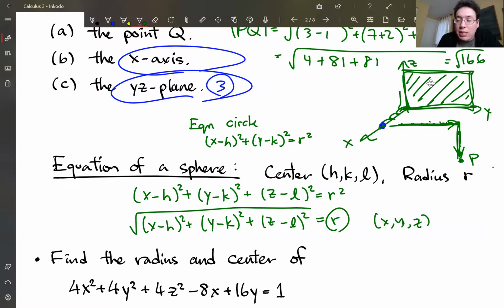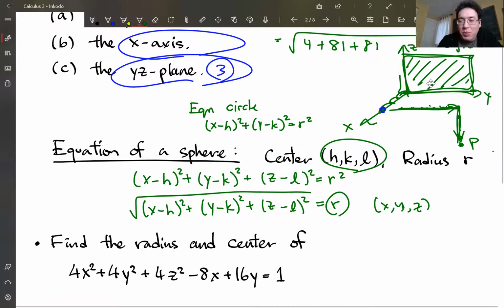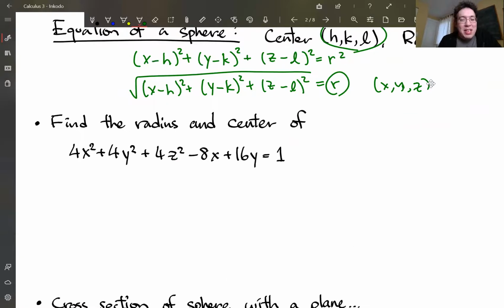That's exactly that distance away from that center HKL. So that's how you can derive this formula. Okay, so let's do a couple of exercise problems using equations of sphere, just to get used to it, and also a review of a little bit of geometry and algebra at the same time.